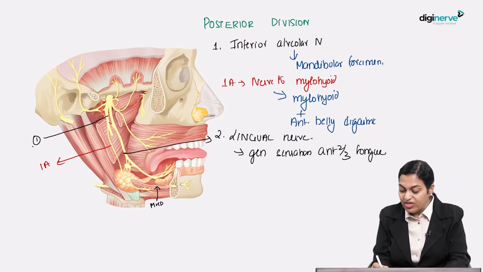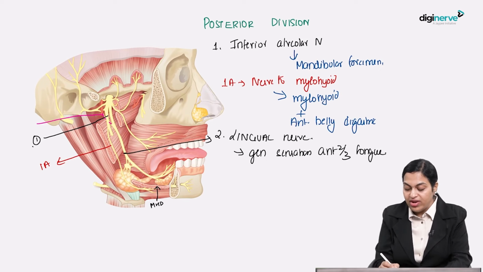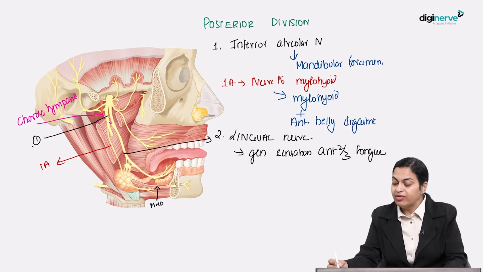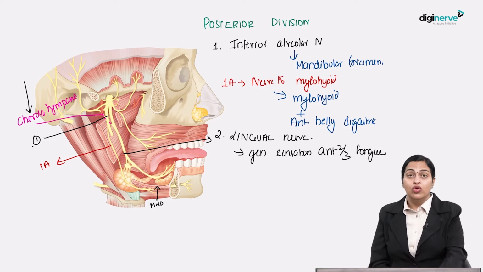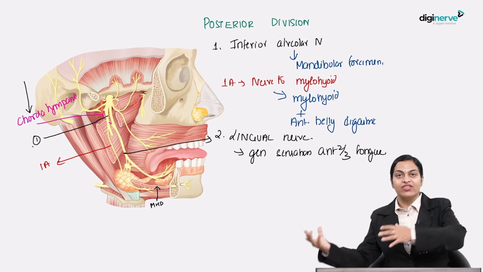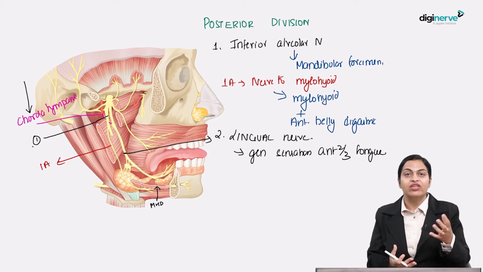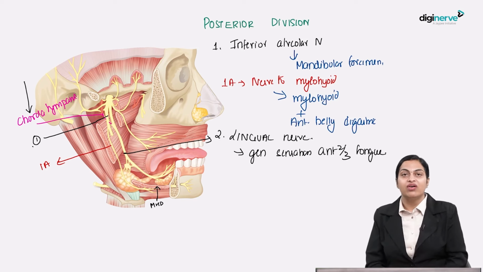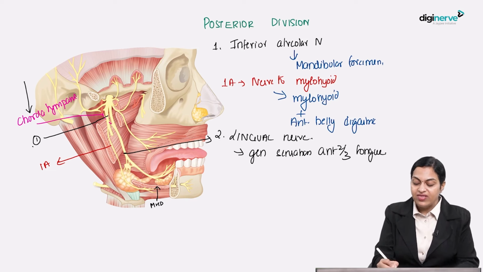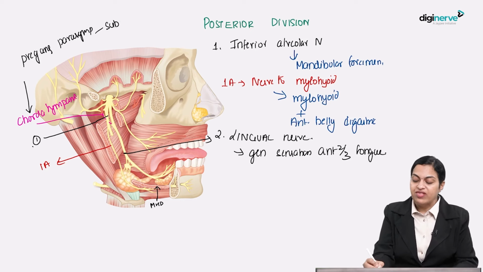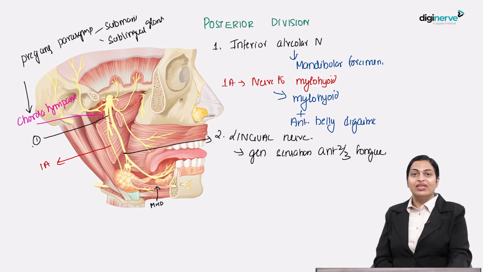This one, which is shown in pink color, is the chorda tympani branch of facial nerve, right? This chorda tympani branch of facial nerve, you know what it does? It hands over its fibers. It hands over all the fibers it carries to the lingual nerve at this juncture. It carries the preganglionic parasympathetic fibers, the secretomotor fibers for the submandibular and sublingual salivary gland. Right? So that's about the lingual nerve.